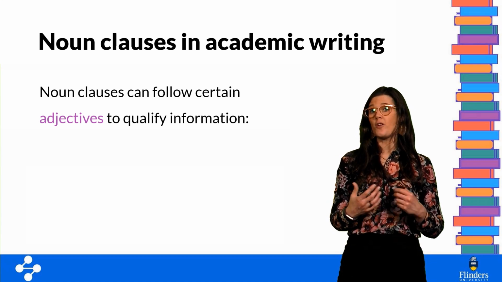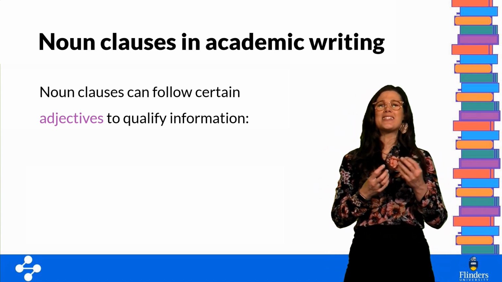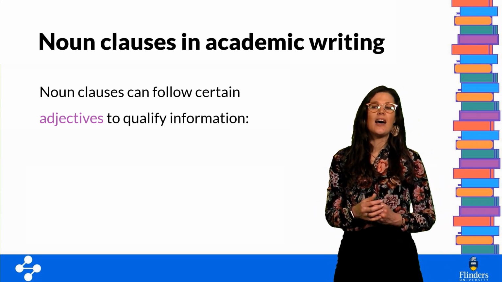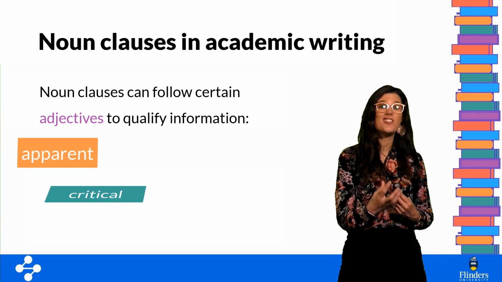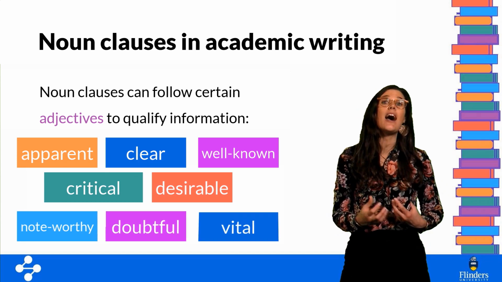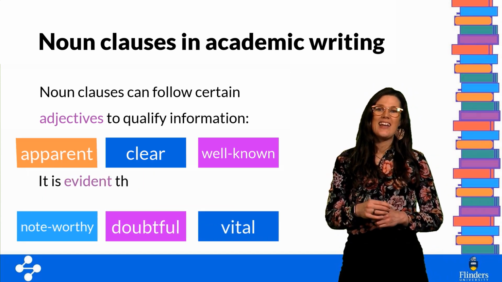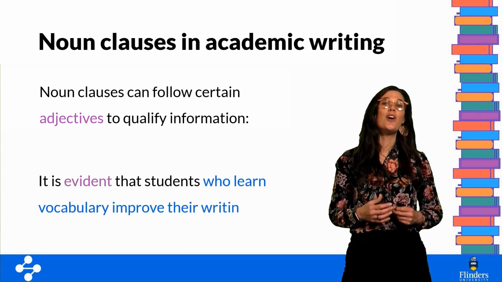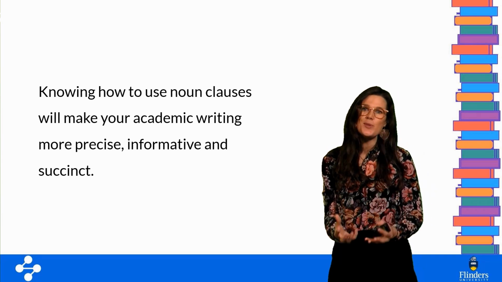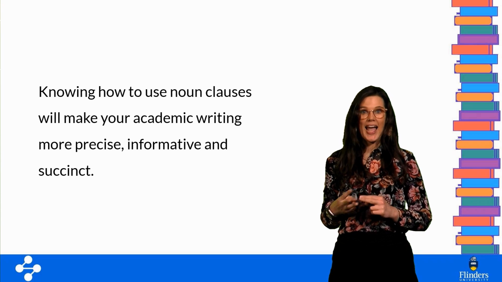Noun clauses can also follow certain adjectives to help us qualify that information. So help us understand how important it is or where it fits. Words like apparent, certain, clear, true, well known, critical, desirable, noteworthy, doubtful, or vital. For example, it is evident that students who learn vocabulary improve their writing. So knowing how to use noun clauses will make your academic writing more precise, more informative, and more succinct.